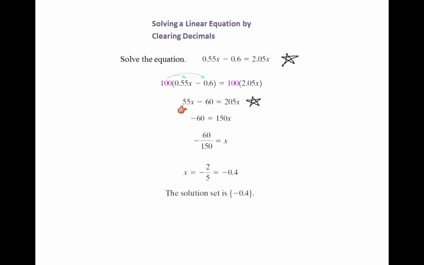For this one, I can isolate the variable x easily by subtracting 55x from both sides of the equation. I get 205 minus 55, I get 150x. Then I can divide both sides by 150, and I can solve for x.